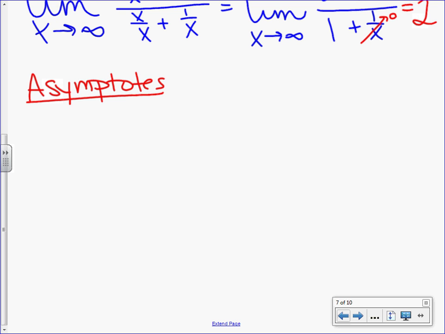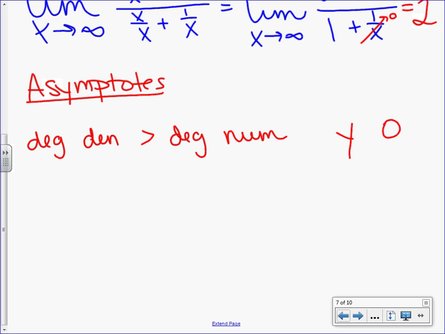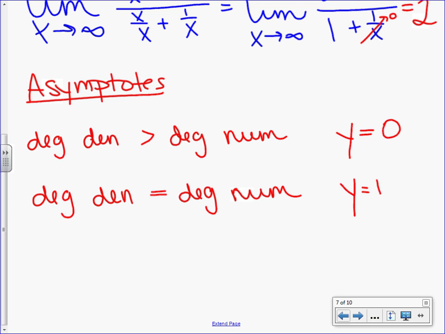Okay, so if the degree of the denominator is greater than the degree of the numerator, where is our asymptote? 0. Please, you want to say specific? Y equals 0. Why be specific? Okay. If the degree of the denominator equals the degree of the numerator, y equals the ratio. Okay, we look at the ratio of the leading coefficients.